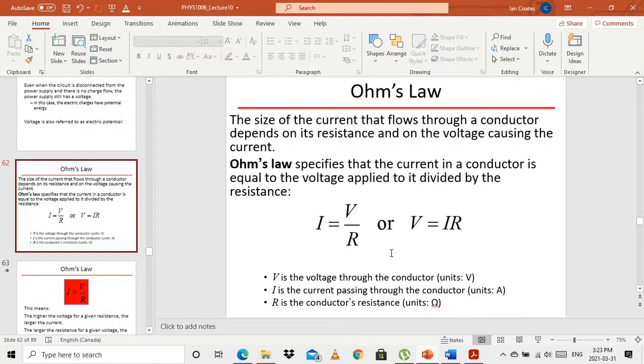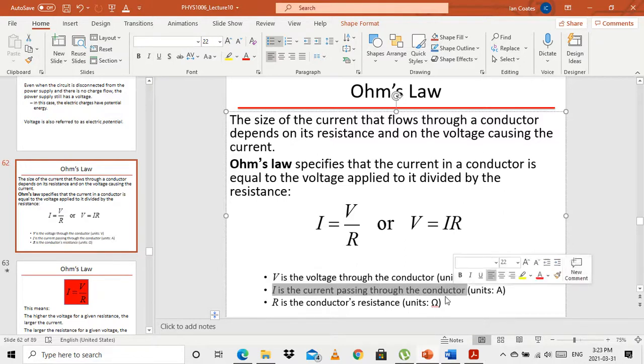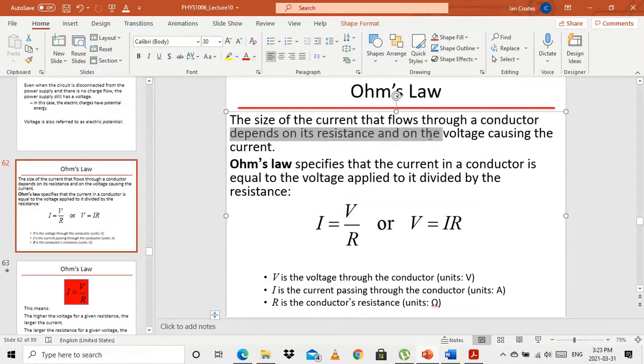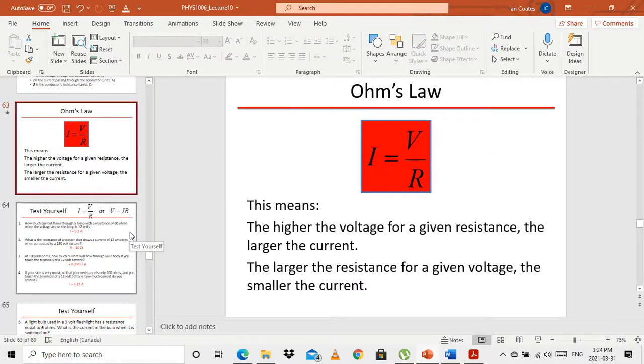Here's another formula. It's not too bad. Okay, you've seen this one here, you've seen this one here, and you've seen this one here. Just put it in a different way. V is the voltage in volts. I is the current passing through in amperes. R is the resistance in ohms. Okay, and the size of the current that flows through a conductor depends on its resistance and on the voltage causing the current.